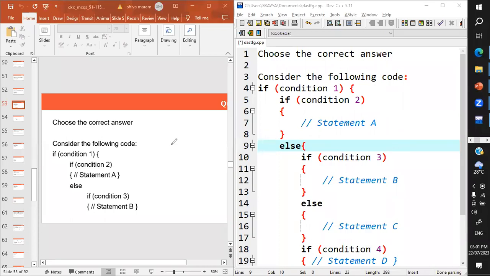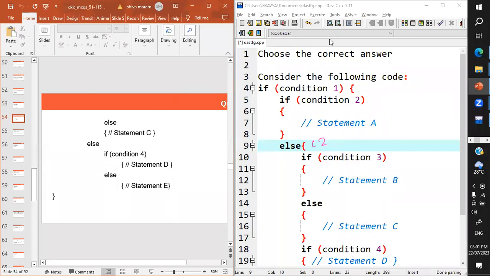Next, for condition two, this is the else part which I wrote. This is C2's else. Then we have condition three. In that we have statement B. Then we have the else part, that is for statement C. That is C3's else.